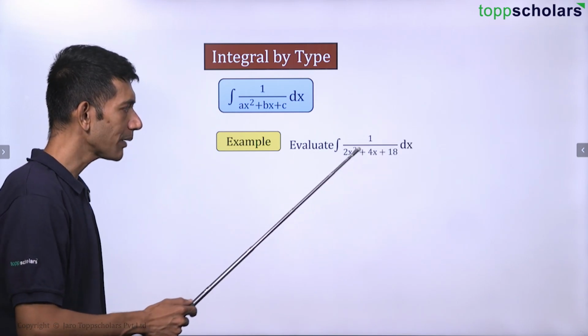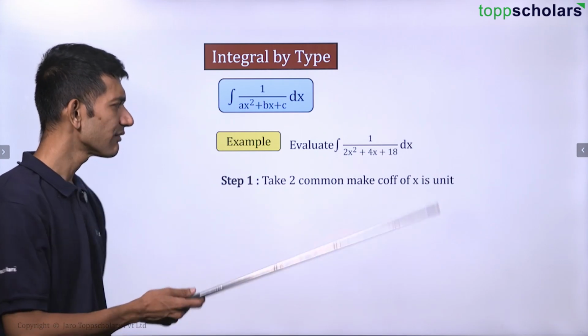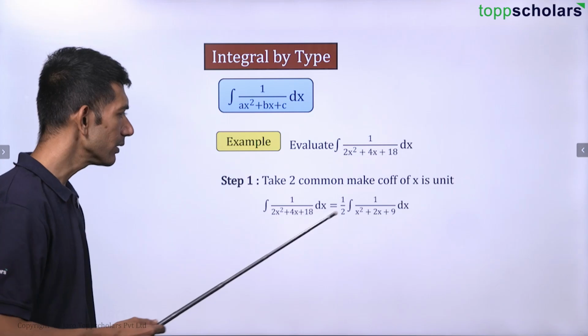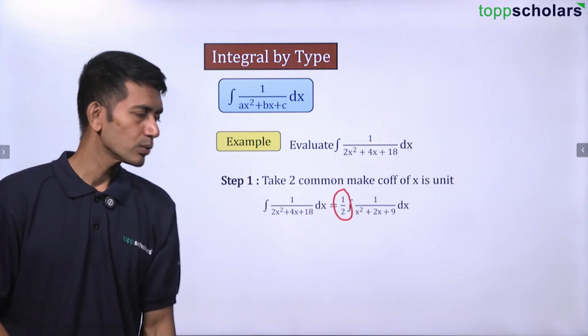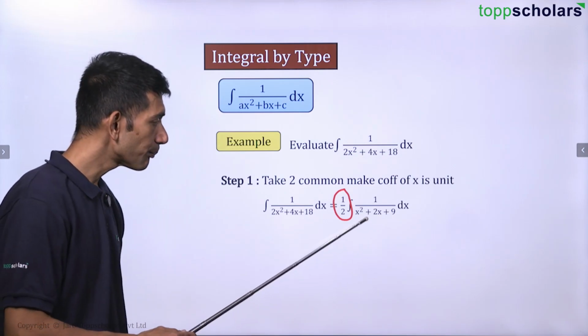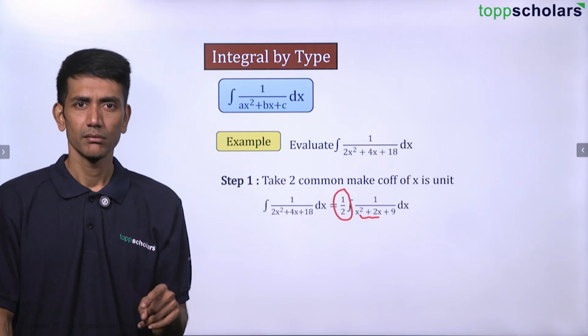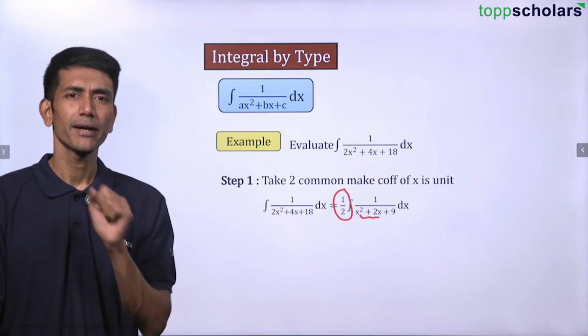We have 1 by 2x square plus 4x plus 18. Firstly, we can take 2 common. What will happen? If I take 2 common, 1 by 2 will come outside. This will become x square plus 2x plus 9. Now, picking the first two terms, we'll try to make a perfect square there. Either a plus b the whole square or a minus b the whole square.